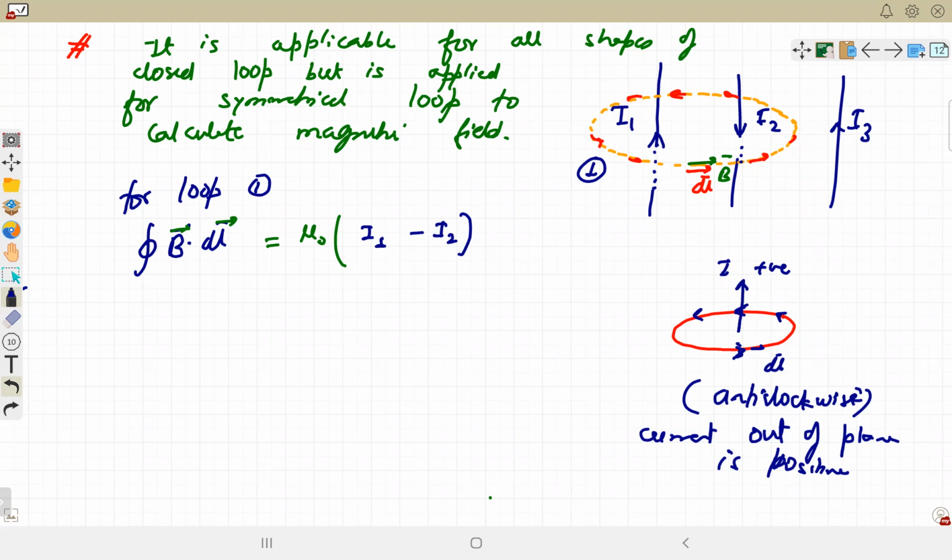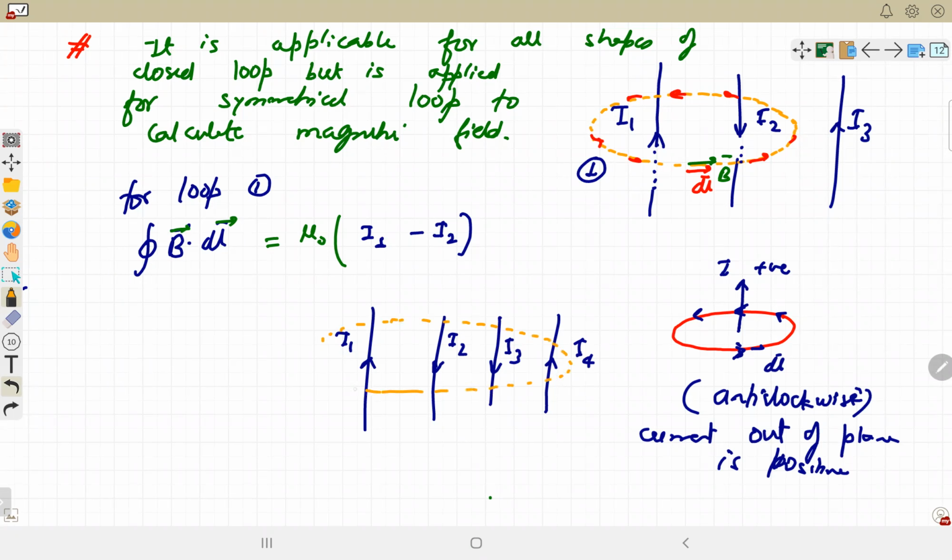If you would have taken clockwise, suppose there are multiple wires, I1, I2, I3, I4, and we take a clockwise loop. This is a closed loop of any shape. It's not necessary to apply a particular one. We can take any loop: square, rectangle, or ellipse. But for symmetry, when we have to determine the magnetic field formula, we will prefer using the symmetrical loop. But we can identify symmetry only if we know the magnetic field direction already.